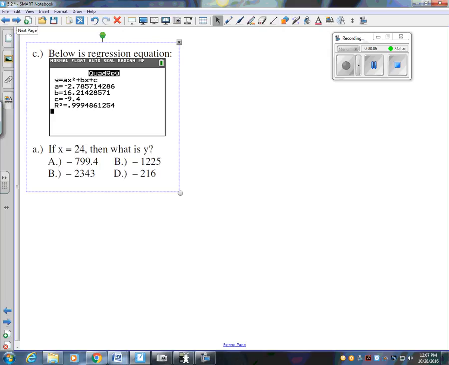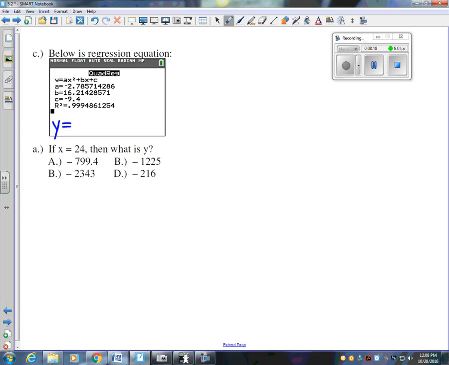All right, C, below is a regression equation. You can see they did quadratic. And the question is, if X is 24, then what is Y? So here's how I would write my equation. Y equals, the A is negative 2.786. X squared goes next to that. Plus your B value is 16.214X. And then C is negative 9.4.